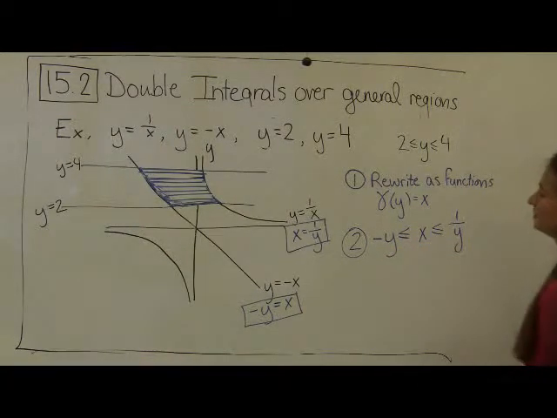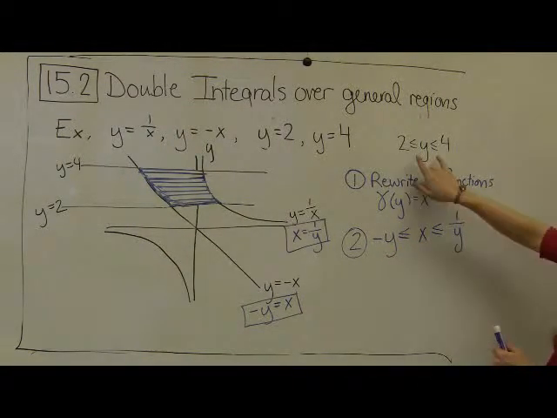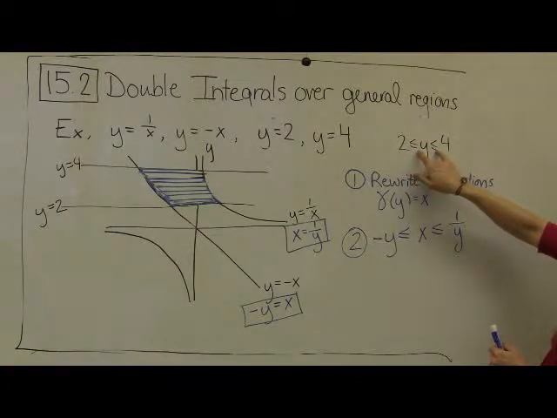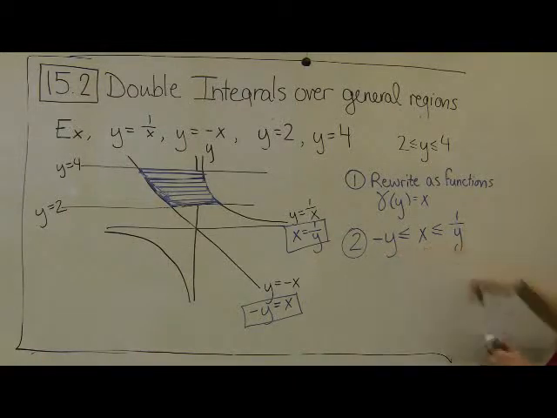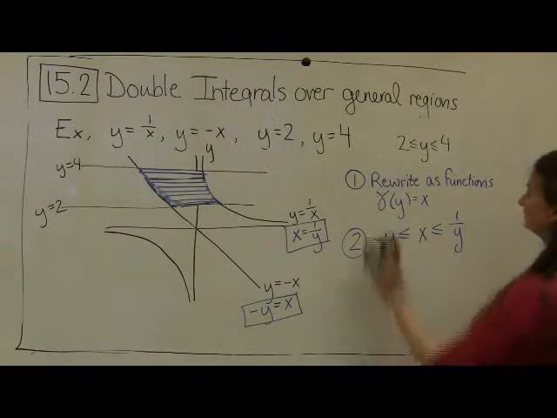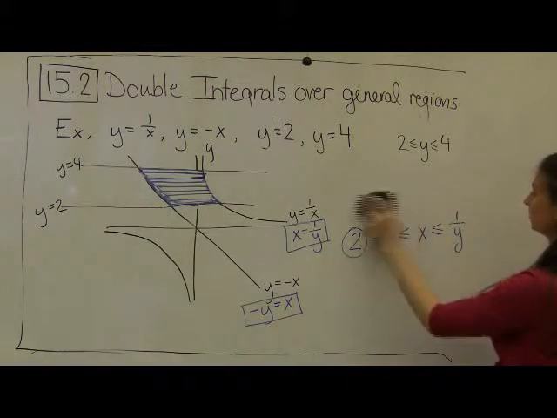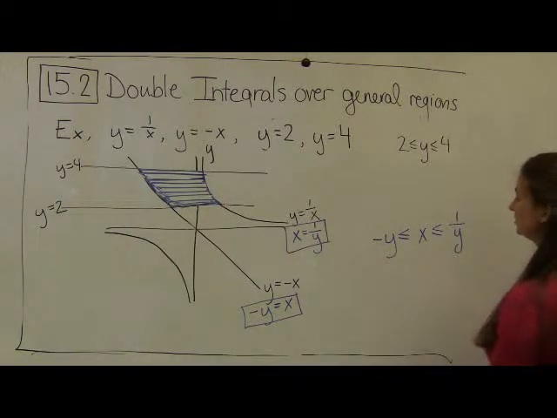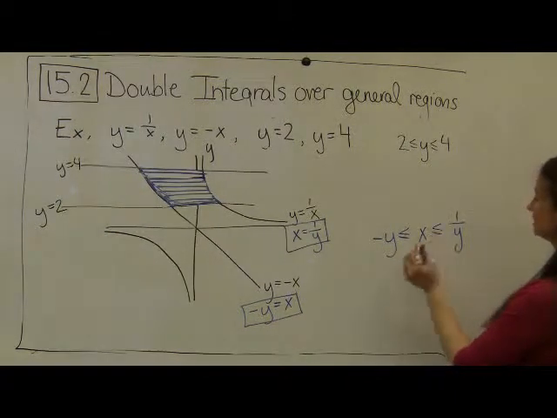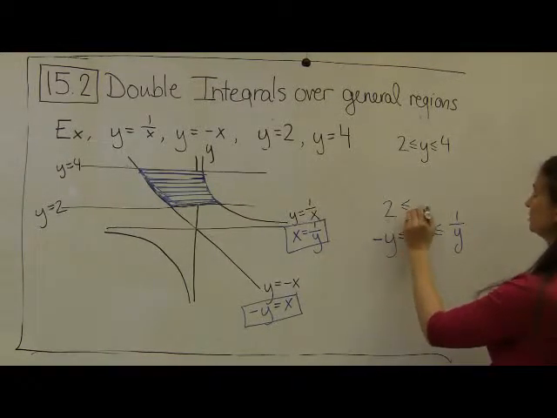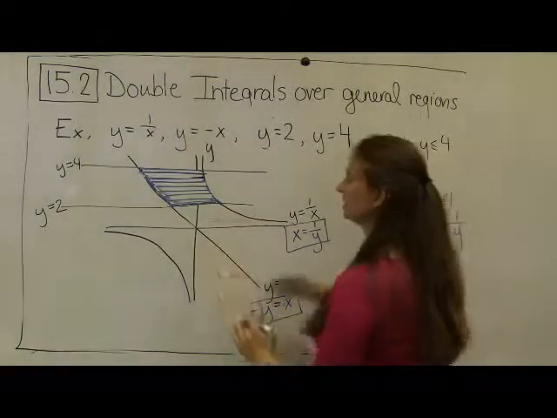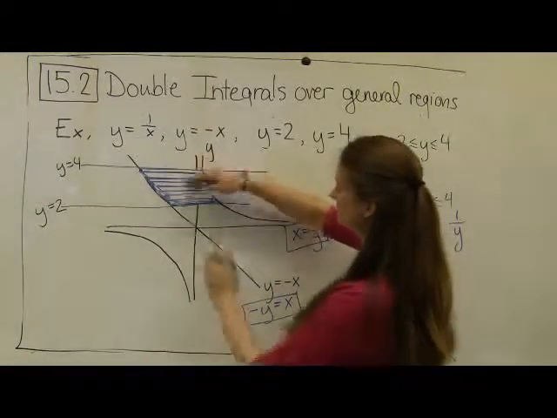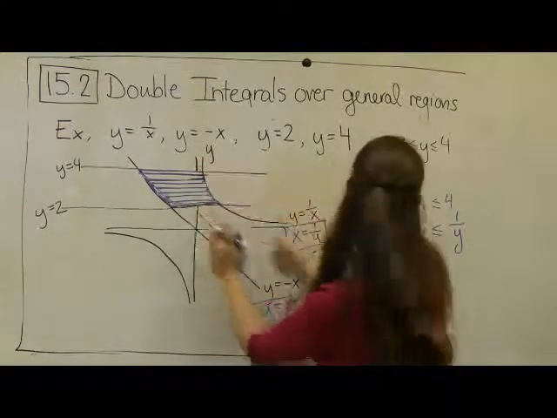I don't really care if you remember the names, but the idea is that I need to have my bounds in one of the directions be constants, and my bounds in the other direction should be variable functions. So my final answer in this case is that the bounds on my x values are going to be between negative y and 1 over y, and the bounds on my y values are going to be between 2 and 4. And visually you can see that I'm adding up these horizontal slices between where my y equals 2 and my y equals 4.